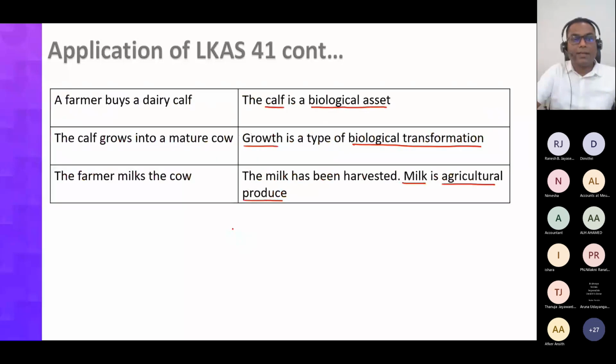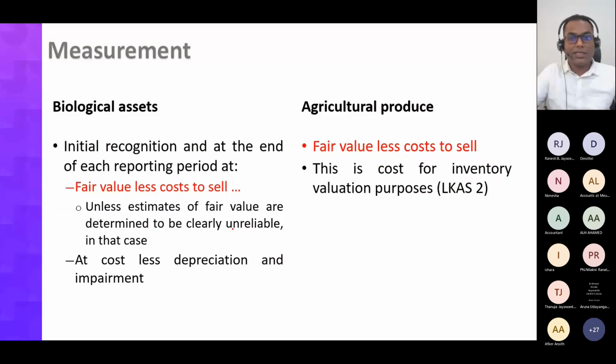Okay, right. Then before moving to the question, let me explain about this particular concept as well before moving to the answer. Measurement. So biological assets are measured initially as well as at the end of each reporting period. Initial measurement as well as the subsequent measurement is at fair value less cost to sell. So this is another place where the concept of fair value comes into play. How to measure the fair value? As I mentioned earlier, it is discussed in a separate standard, SLFRS 13. It defines fair value. It discusses about how to calculate the fair value.